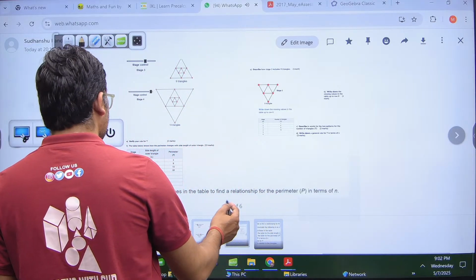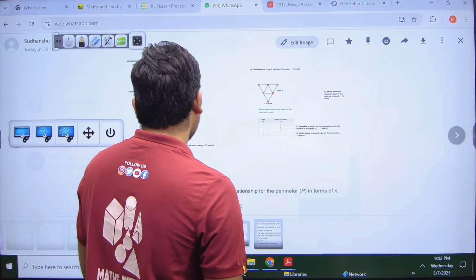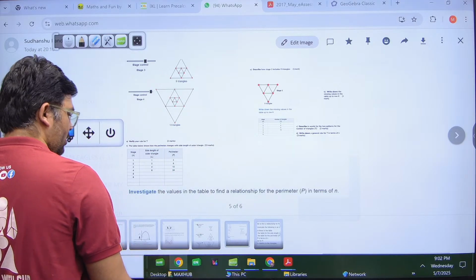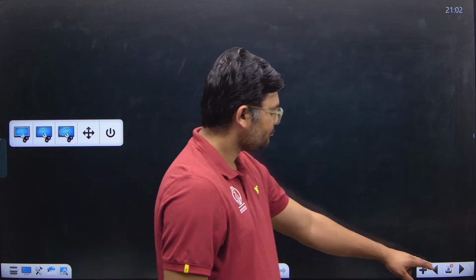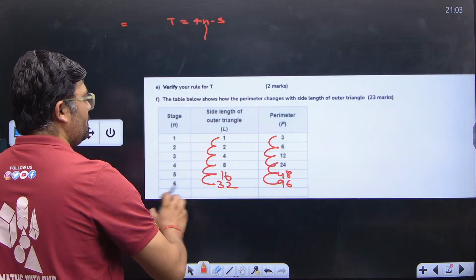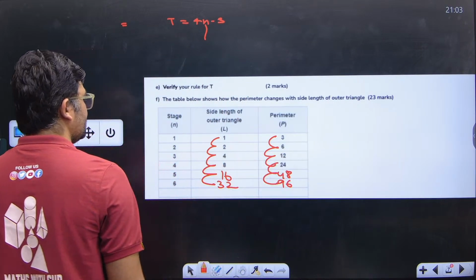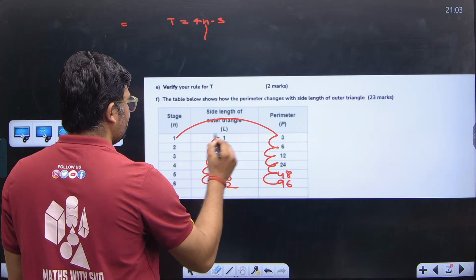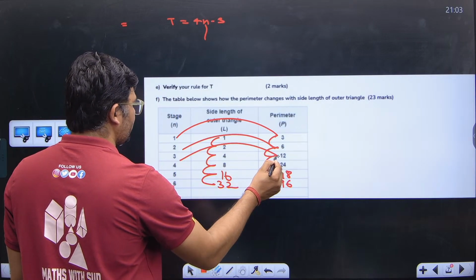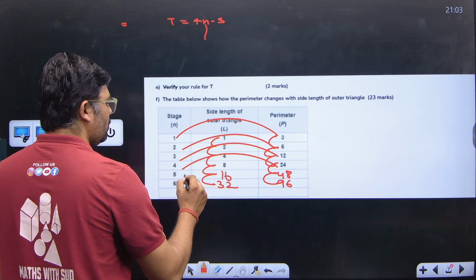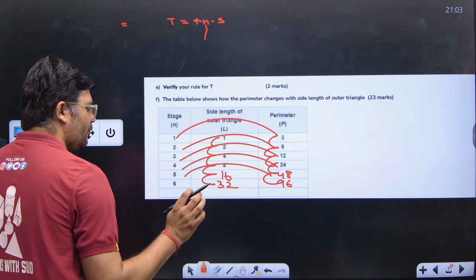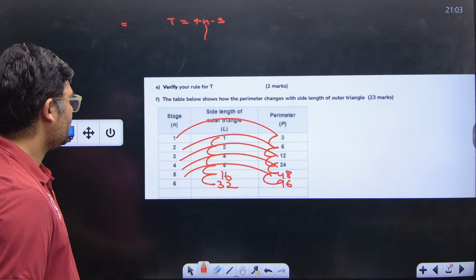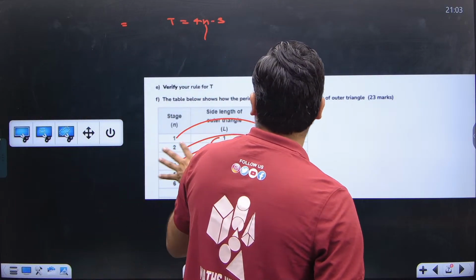So they are asking, investigate the values in the table to find the relationship between the perimeter in terms of n. That's a beautiful question. That means we need to find the pattern, how it is related to this. If you look initially, 1 into 3 is 3, 2 into 3 is 6, 3 into 4 is 12, 4 into 6 is 24, 5 into something is not 48, 6 into 16 is 96. So that means they are not a simple multiplication.